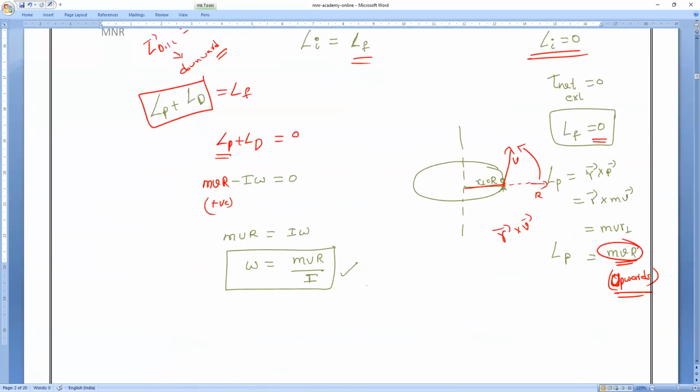So why did I choose two different formulas here for the person? The person is not a symmetric object, so for a non-symmetrical object we have to apply this formula. And the disk is a symmetrical object or not, everybody? Yes, sir. That is why we are using this formula.